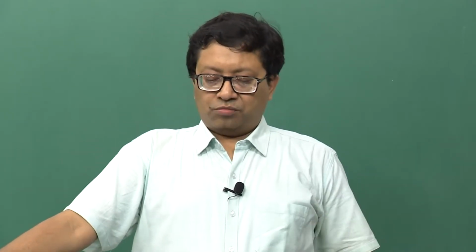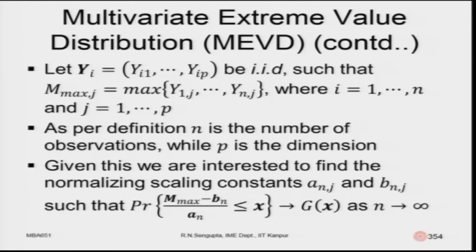So, let us assume the variables are IID and we want to find the maximum of them. You have p random variables and each has n readings, where n is the number of observations and p is the dimension of the random variable. So consider p values 1, 2, 3, 4 till 10. You have 10 random variables, each with n readings. Given this, we are interested in finding the maxima.